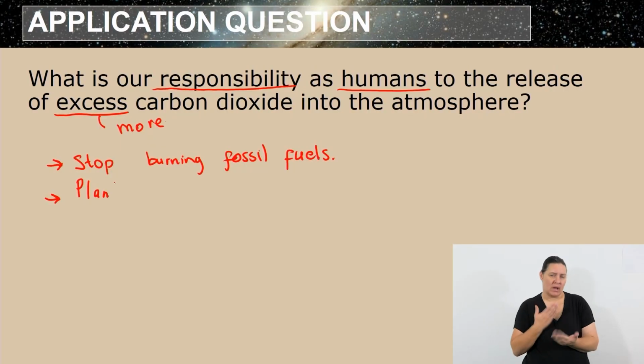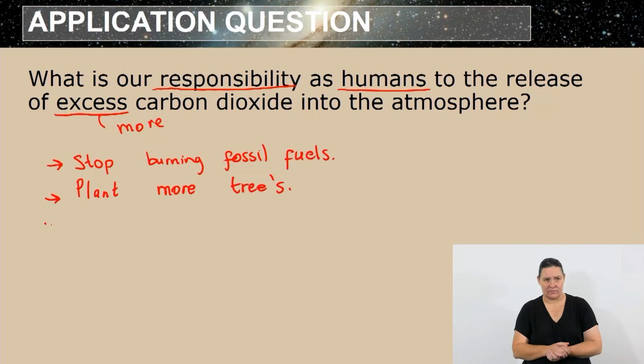And then what else can we do as humans? We can plant more trees. And how is planting more trees helping? Now, when we plant more trees, remember that means we'll have more trees to absorb carbon dioxide in the atmosphere. And when we reduce the amount of carbon dioxide in the atmosphere, then we can reduce the issue of global warming. Okay. Then what else can we do?